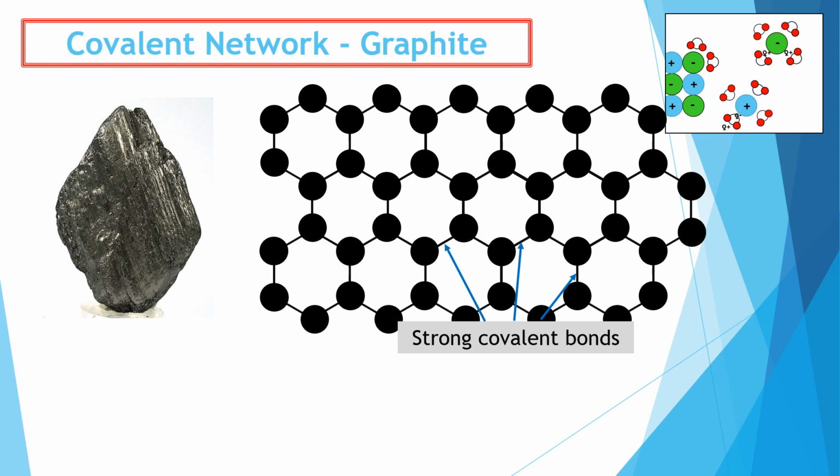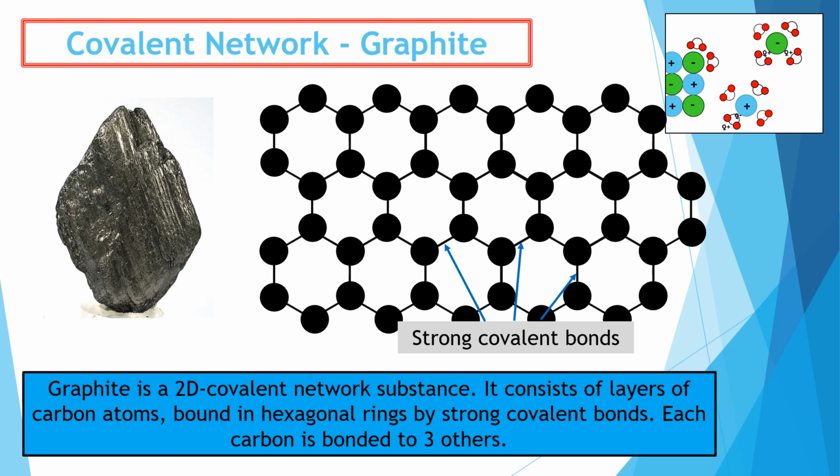Now this leads to a really interesting property of graphite. Because each carbon atom usually has 4 electrons in its outside valence shell, and it's only using 3 of these electrons to form bonds, it has 1 electron spare. So every one of these carbon atoms has a spare electron, and that spare electron will end up becoming delocalized, or it can move around this 2D lattice. So we can say that graphite is a 2D covalent network substance. It consists of layers of carbon atoms bonded in hexagon rings by strong covalent bonds. Each carbon is bonded to 3 other atoms, and there are delocalized electrons as well.